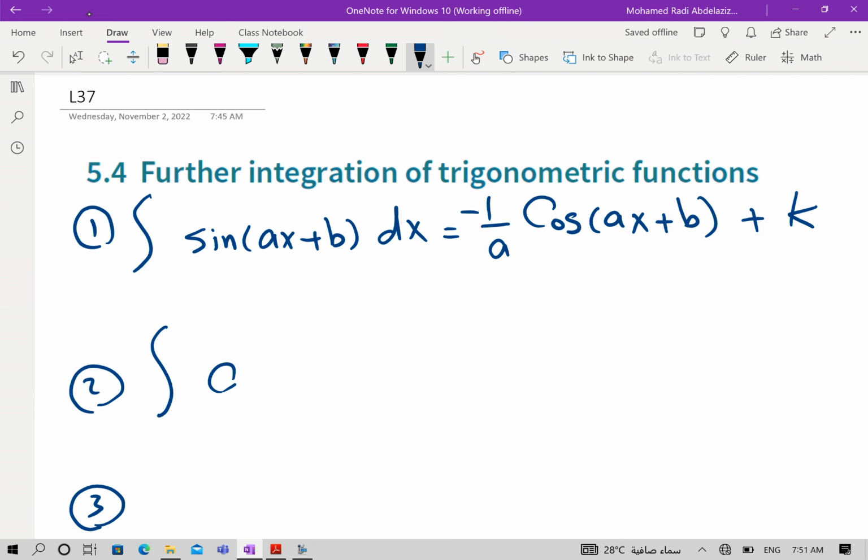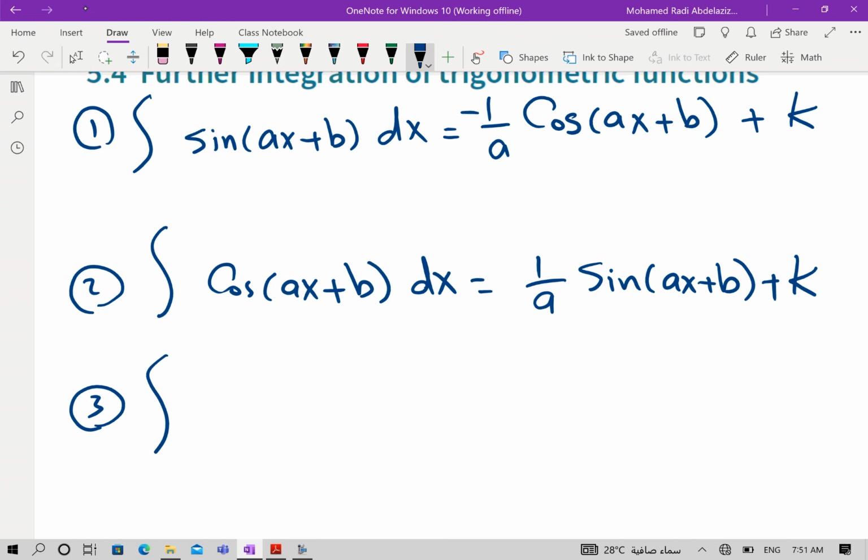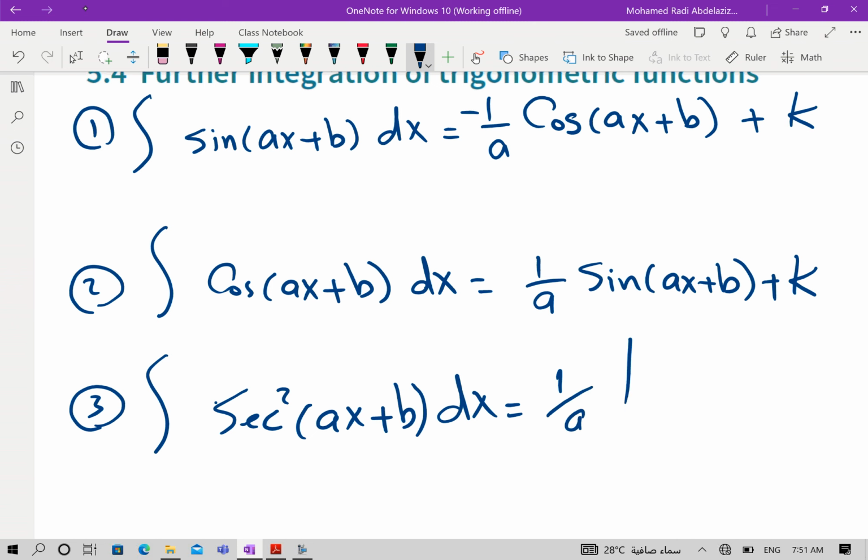Integrate of cosine(ax + b) dx is equal to 1 over a sine(ax + b), then plus k. Integrate of sec squared(ax + b) dx is equal to 1 over a tan(ax + b), then plus k.